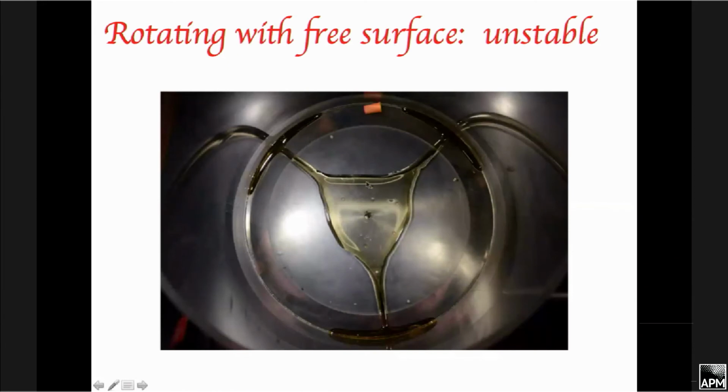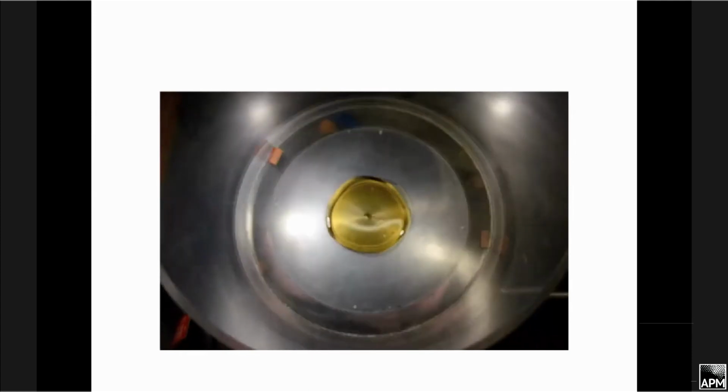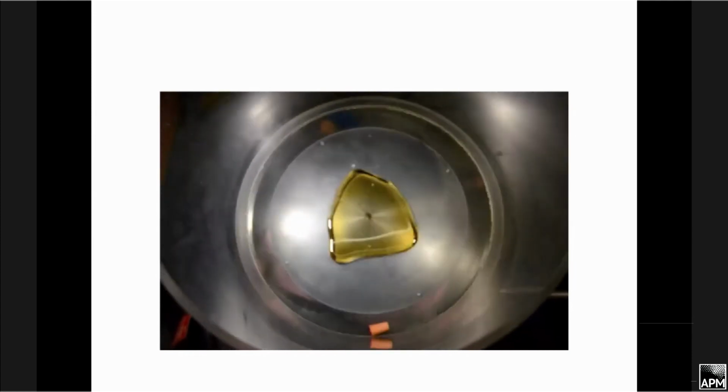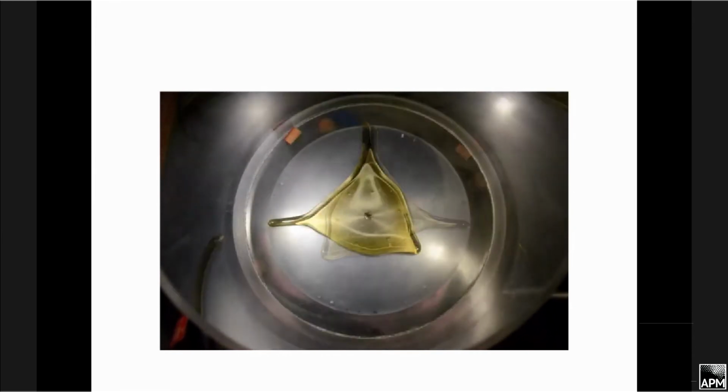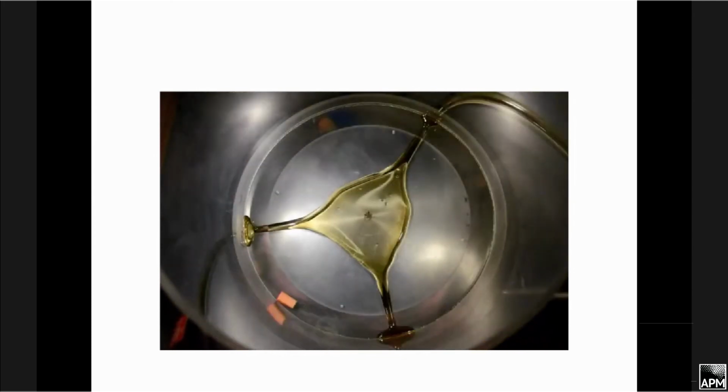On the other hand, if it's a free surface, if it's allowed to spread with a variation in height with radius, then it becomes very unstable. As I'll show you here in this movie, this is rapidly sped up, but here's the rotation with a free surface. And you see in this case, the n=3 instability is most prevalent.